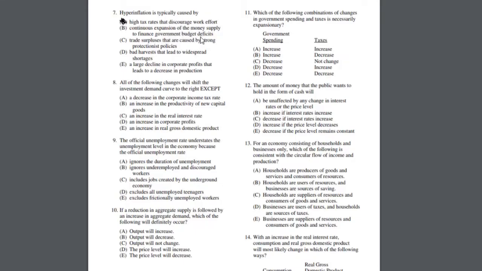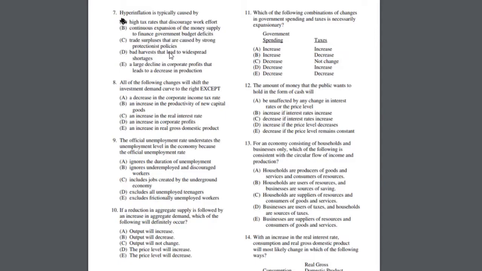Financing government budget deficits, so the government's spending more, is going to increase G in GDP. It's also going to increase the money supply, which is going to decrease nominal interest rates, which is going to increase investment. So these are both increasing G and I, and C as well, consumption, whereas this is only increasing net exports. So this is not as strong of an answer as B is.